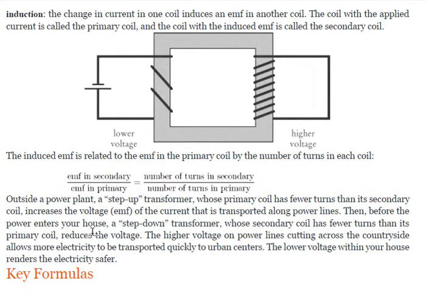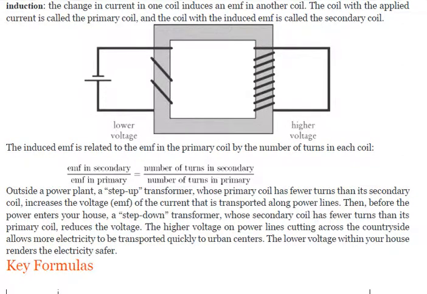And then just before it enters your house, you have a step-down transformer. So the secondary coil is going to have fewer turns than the primary, so it undoes it. It reduces the voltage. The higher voltage on the power lines going all across the roads or wherever they need to go allows a lot more electricity to be transported very quickly. But to your house, the appliances you have would absolutely burn up if they were exposed to that kind of stuff. So the lower voltage makes it a little safer to keep inside and work with indoors.